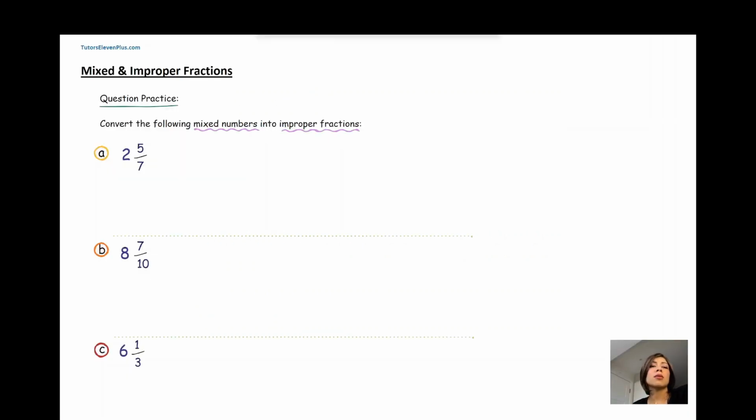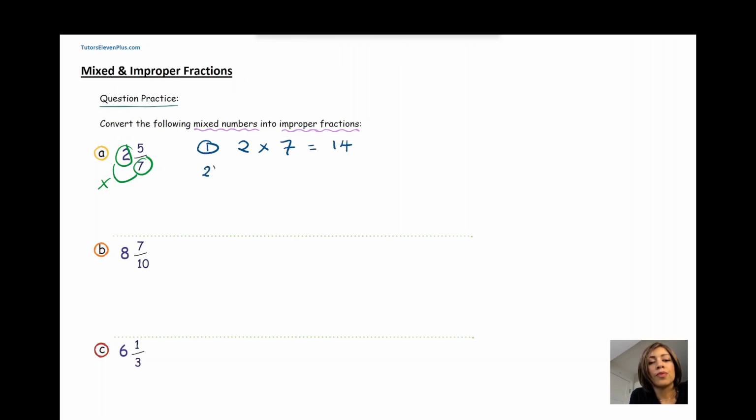Okay, let's look at some examples on how to convert the following mixed numbers into improper fractions. And let's make sure we use the steps that we've just gone through. So, question A, we have 2 and 5/7, and we want to change this, or convert this, into an improper fraction. So, if you remember, step 1, we needed to multiply the whole number by the denominator. We multiply that together. So we have 2 times 7 gives us 14.